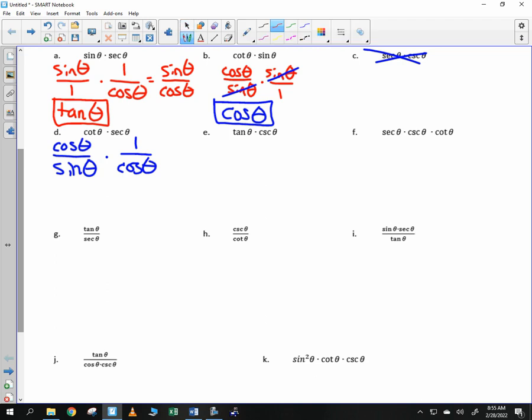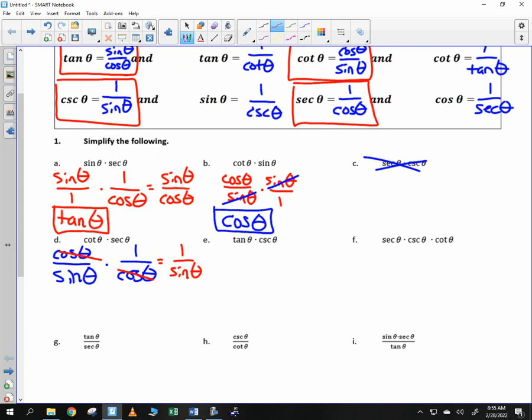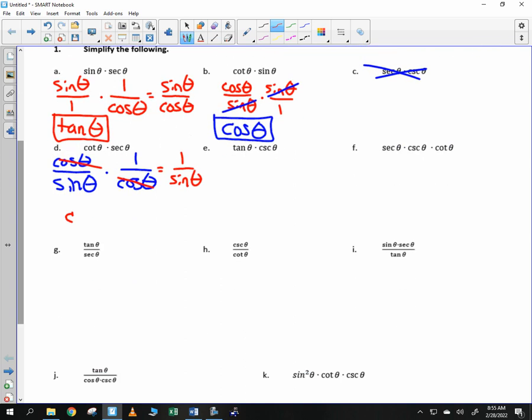What's going to happen? The cosines will cancel, leaving you with what? 1 over sine. Am I done, or is 1 over sine something special? It is something special. What is it? As you can see, 1 over sine is cosecant. So I'll write this as cosecant of theta.